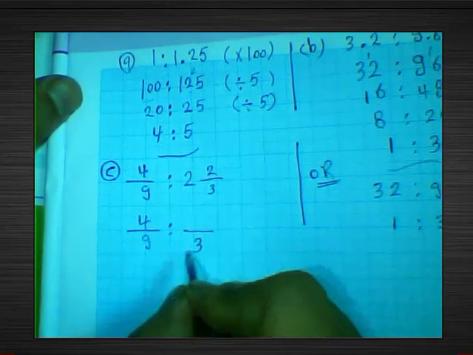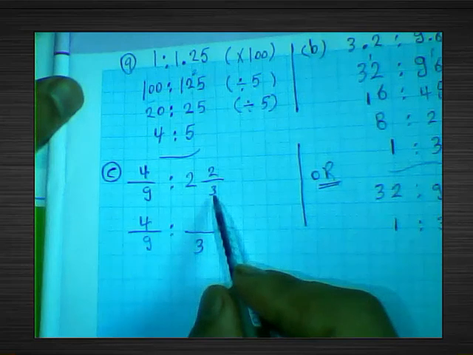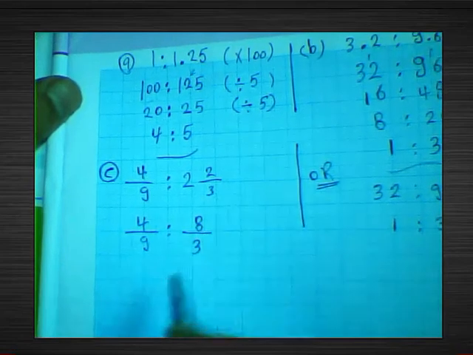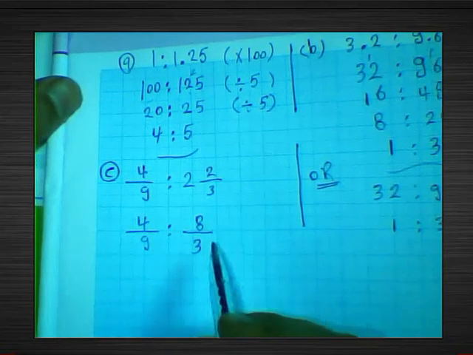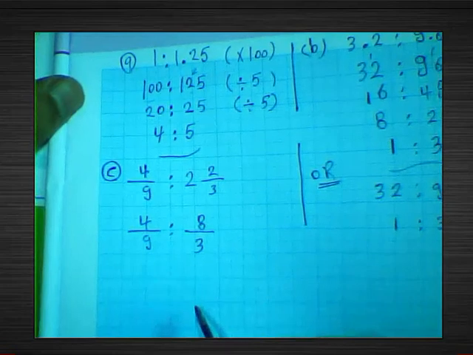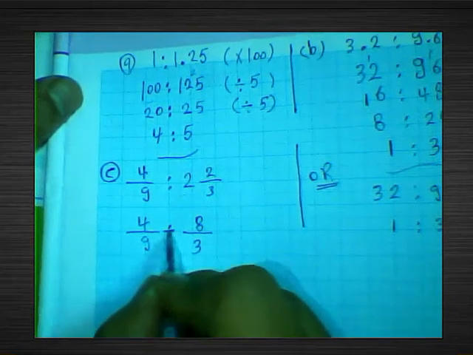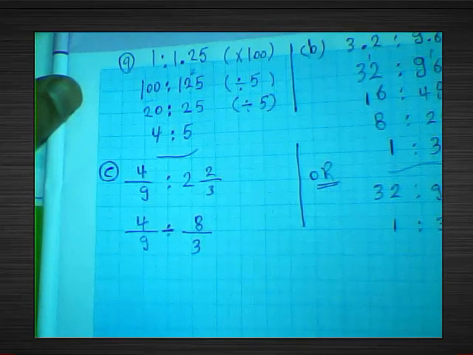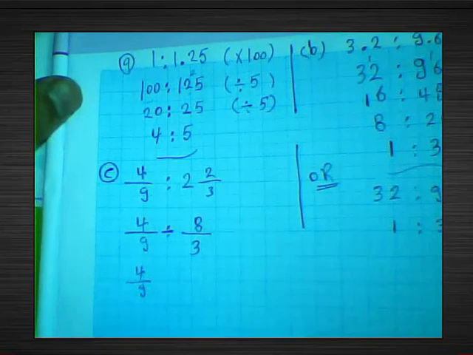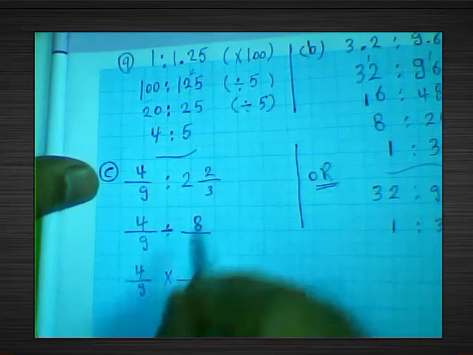You will write 3 here, and we will multiply 2 by 3 equals 6. 6 plus 2 equals 8. So the result will be 8/3. It's very important. You must convert it to an improper fraction. It's okay? And another step, we can convert this to division. And we will write the first fraction here and we will convert divided to multiply and invert this fraction to 3/8.